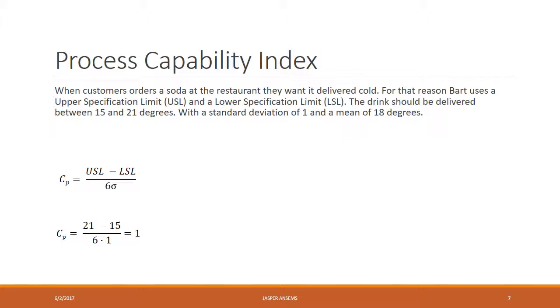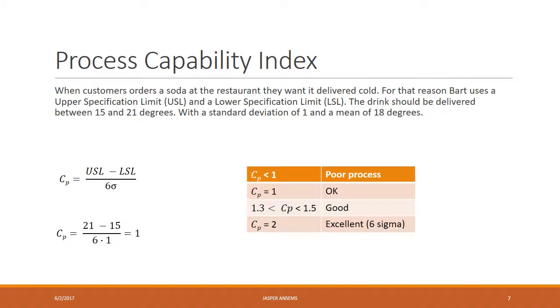21 minus 15 divided by 6 times 1 is 1. So what does it actually mean? Well, when a CP is lower than 1, it's a poor process. When it is 1, which we have right now, it's okay. And when it's bigger than 1, it gets good and excellent. But this time, it's just okay.